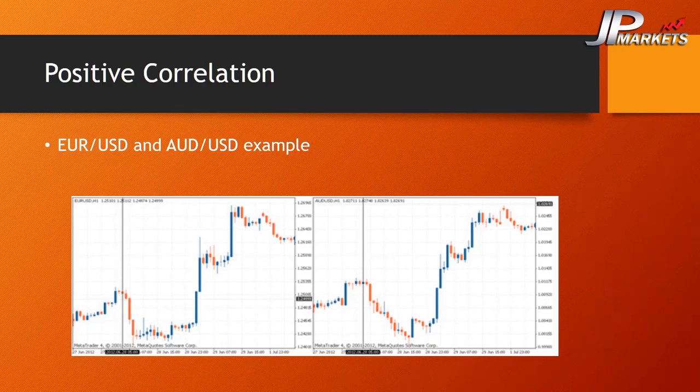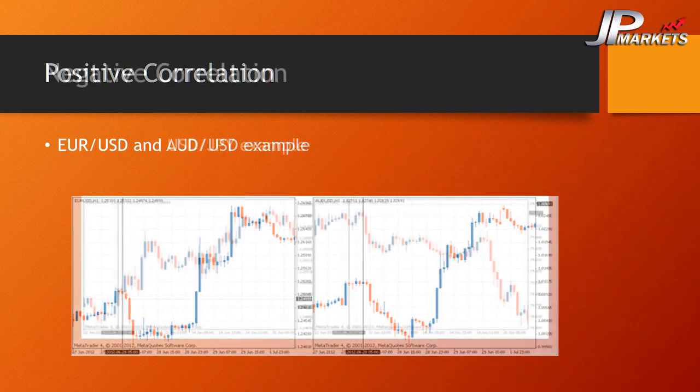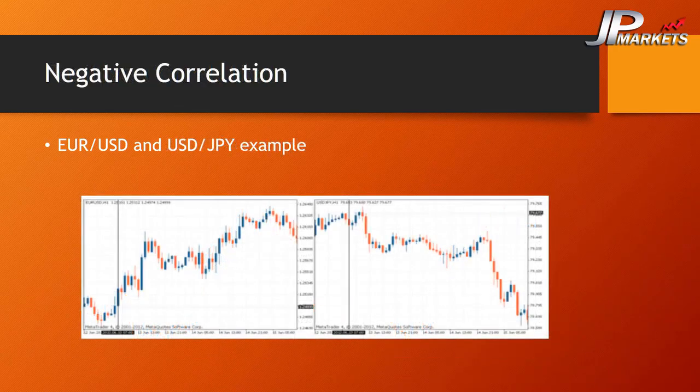If there's less demand for the US dollar, then there will also be less demand for the US dollar against other currency pairs, because there will be less demand for the US dollar overall. Negative correlation means that two currencies move in the opposite direction to each other. If one currency pair moves up, the other moves down.